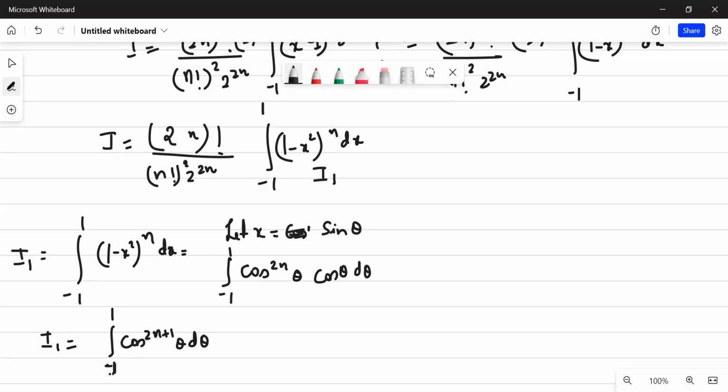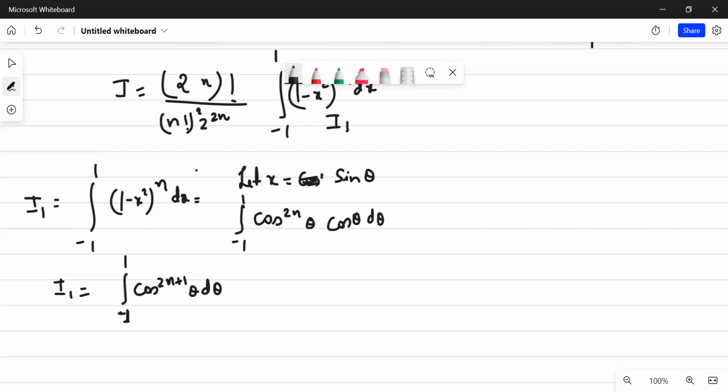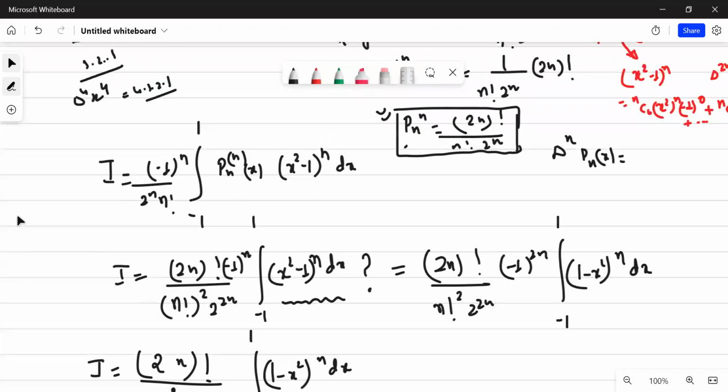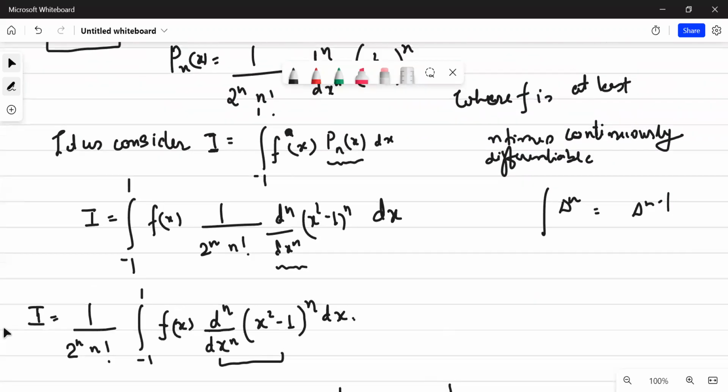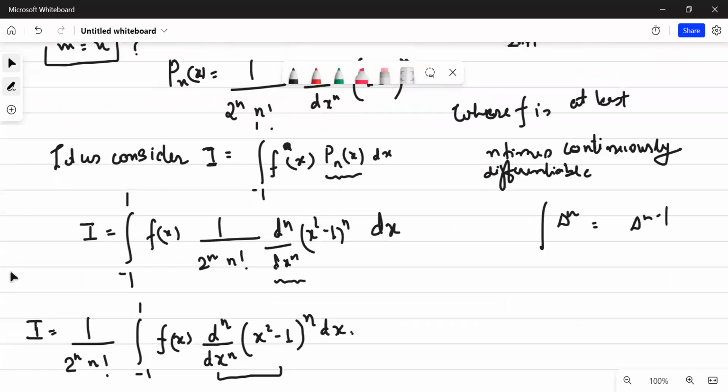Or I should write not I1, but I of 2n plus 1. Is that clear? So we want to find this integration I of 2n plus 1, which happens to be I1 only. A little difficulty is coming, but is it understandable up to here? I know this is very, very long. That's why I was refraining from doing so, but this is how it is. I cannot help it, I cannot make it easy. Okay, understood till here?